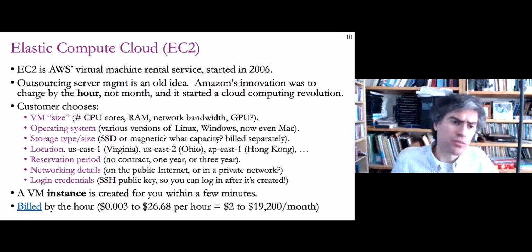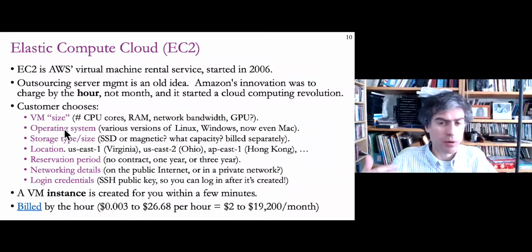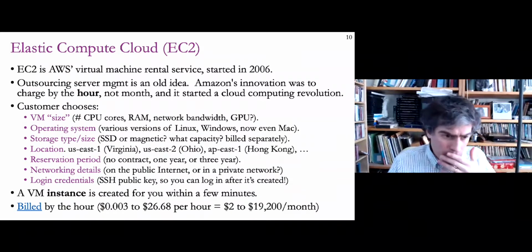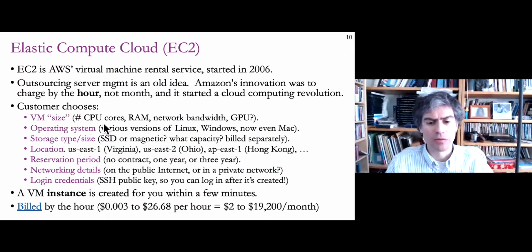So when you rent a virtual machine, an EC2 instance from Amazon or any other of its competitors like Azure or Google Cloud or Alibaba, then you choose the size of the machine. By size, usually they're pre-configured options, but it's like the number of CPU cores, the amount of RAM, the network bandwidth. Maybe if you want to have a GPU in there, that's part of the specification of the type or size of the virtual machine. Obviously, the bigger it is, the more expensive it is.